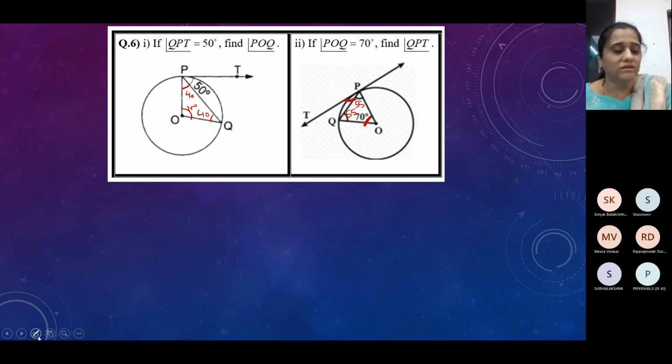What's the measure of this full angle? Why? Because OP is a radius and there's a tangent. So this full thing is 90. But this portion is, how much we found? 55. We just found this 55. So this will be 90 minus 55, which is 35.